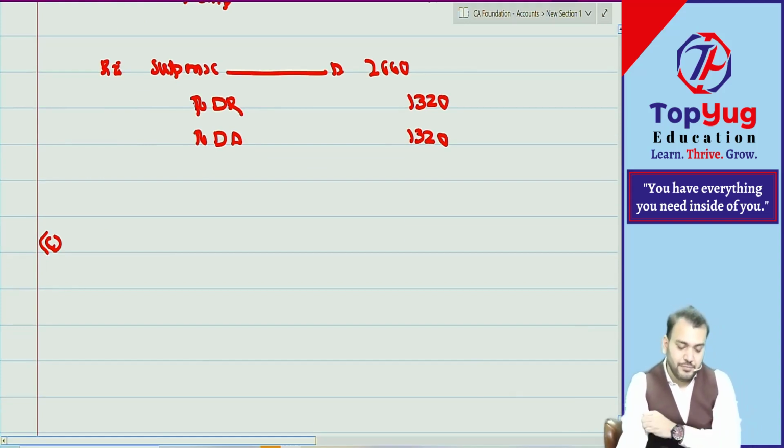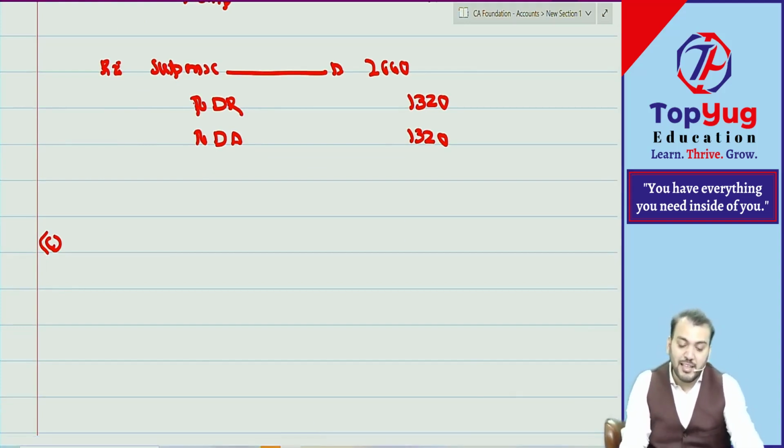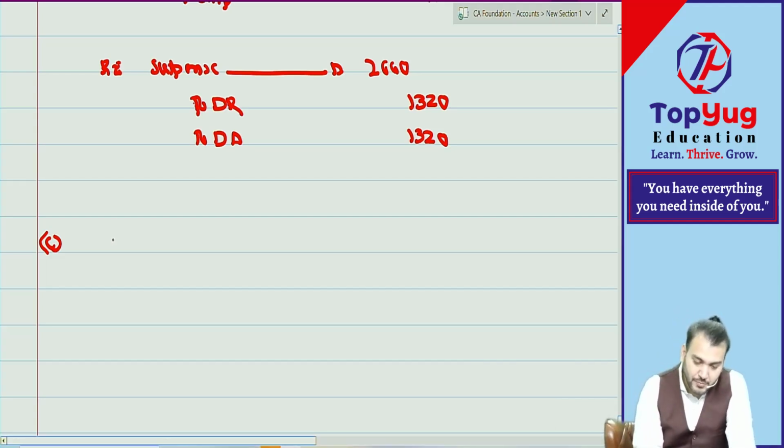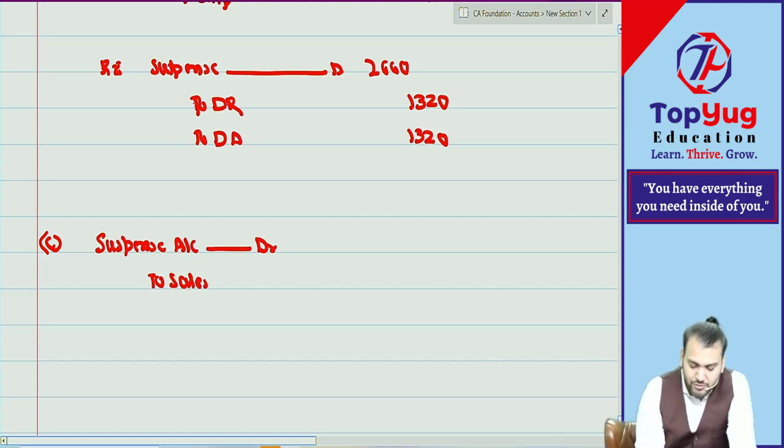Point number 3: the sales account has been under added by 10,000. So what will you do? One sided or two sided? Under added means suspense account debit, which is one sided. I think you are comfortable with this type of question and have understood. Sales 10,000.